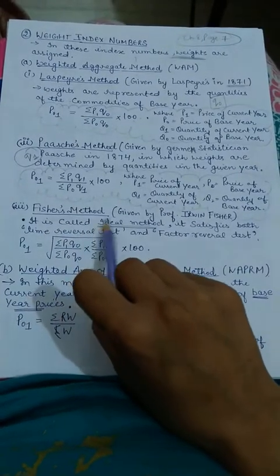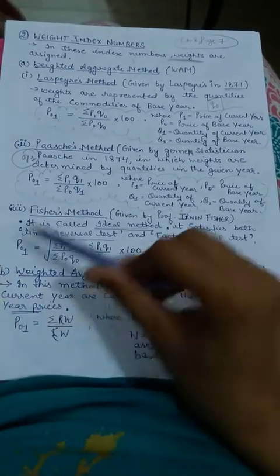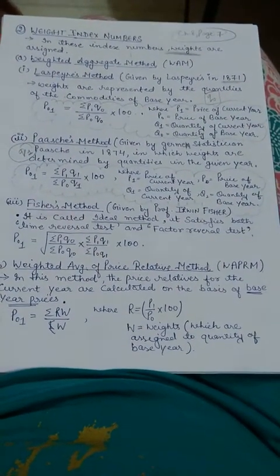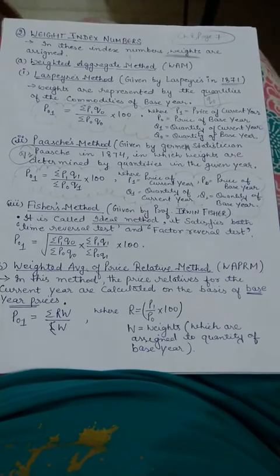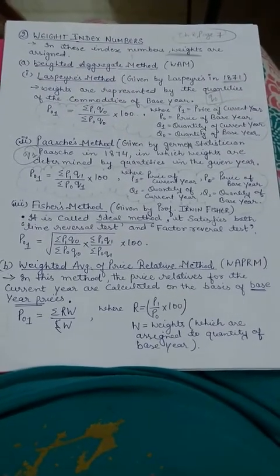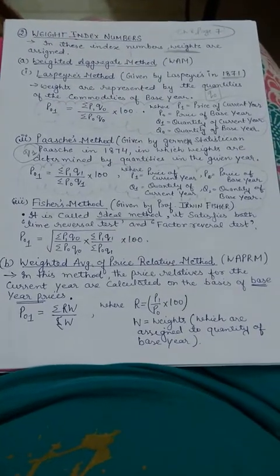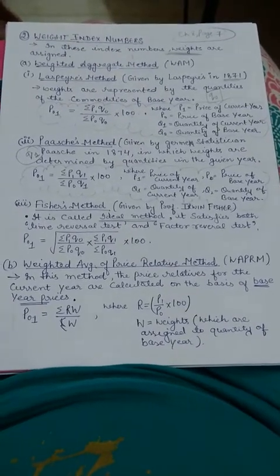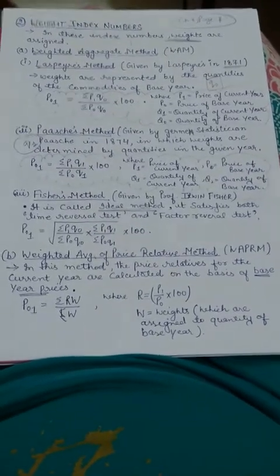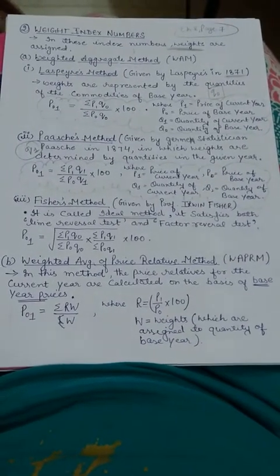Fisher's method. It has been given by Irving Fisher. This method is called your ideal method because it does not have any kind of limitations. It fulfills the tests which are taken by statisticians. After taking those tests, it fulfills all the qualities, so it has been considered as an ideal method.